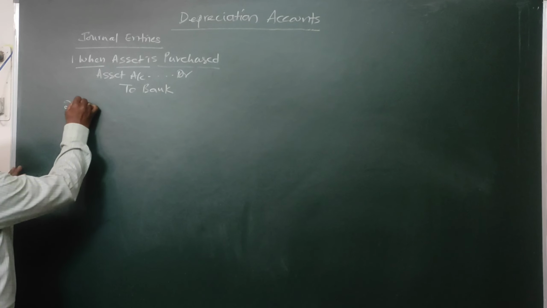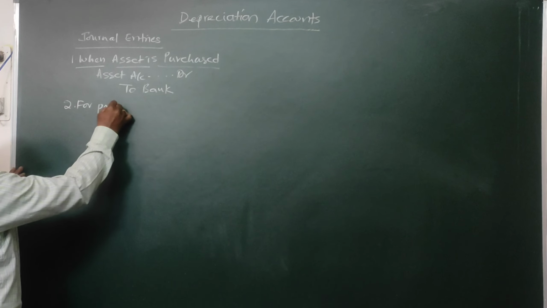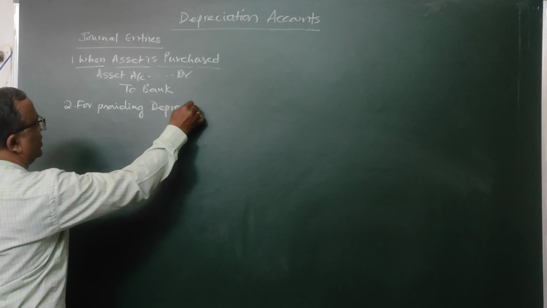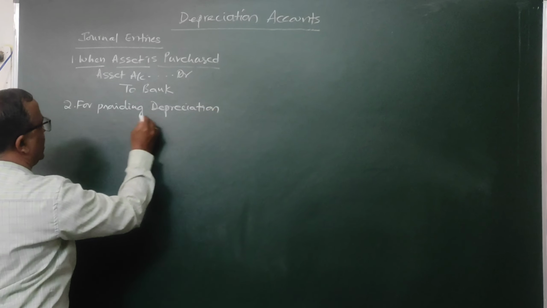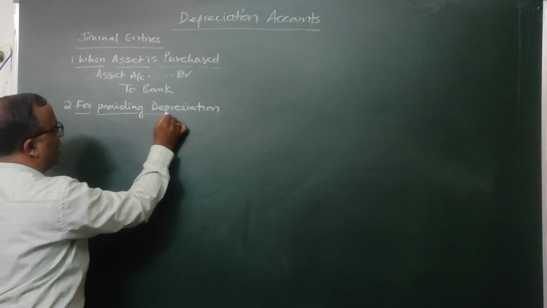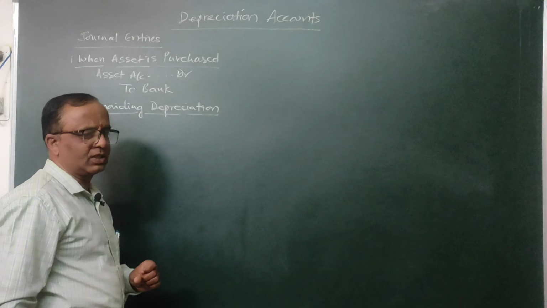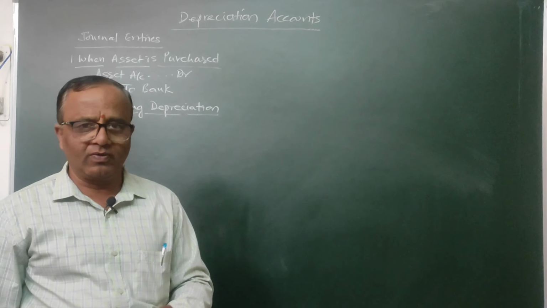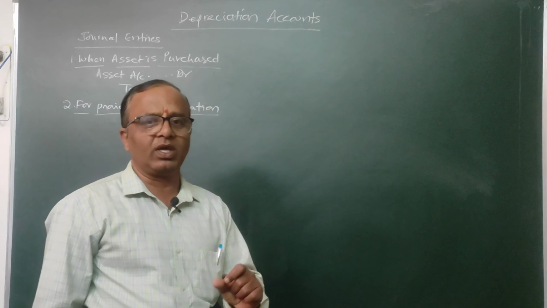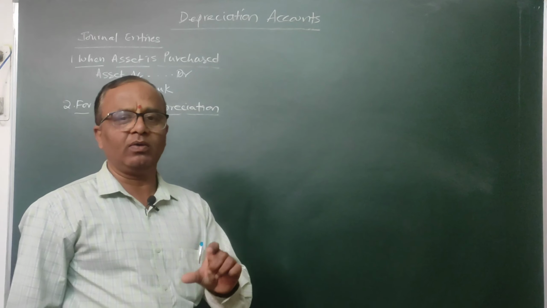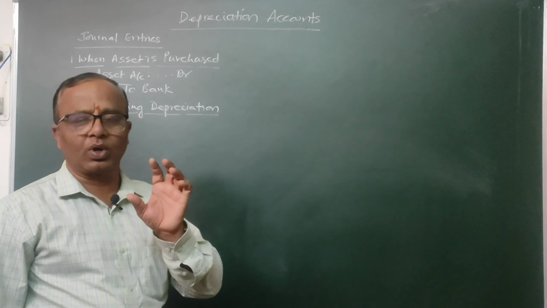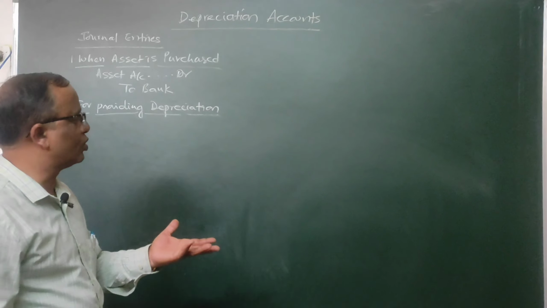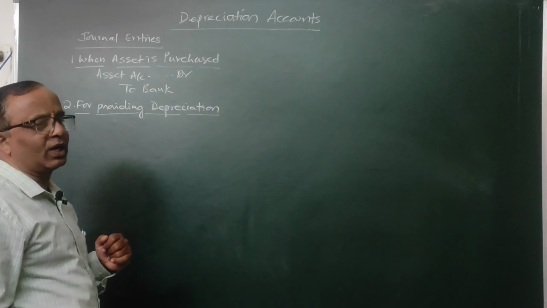Second one, for providing depreciation. Normally, we said depreciation is a charge. It will be charged as an expense for the use of the asset. That will be charged at the end of the year when we are doing the final accounts. So every year at the end of the year, we will be providing depreciation. Then we will be showing it as an expense by debiting to profit and loss account. So for that, our entry should be here for providing depreciation.